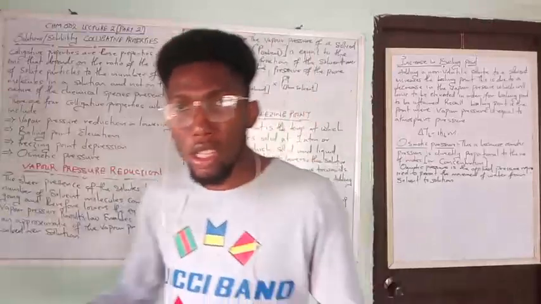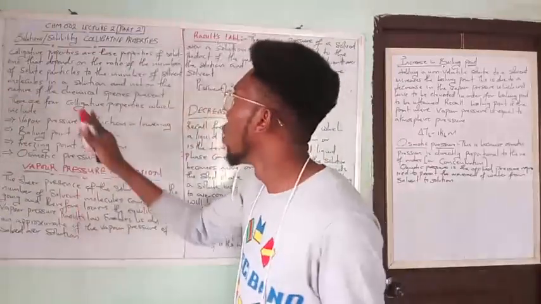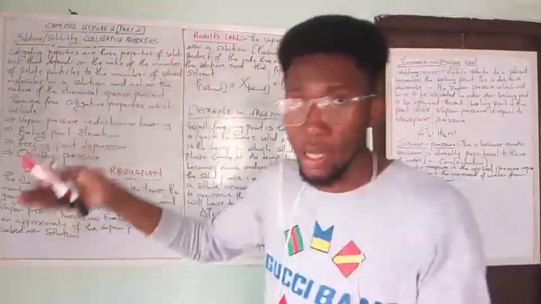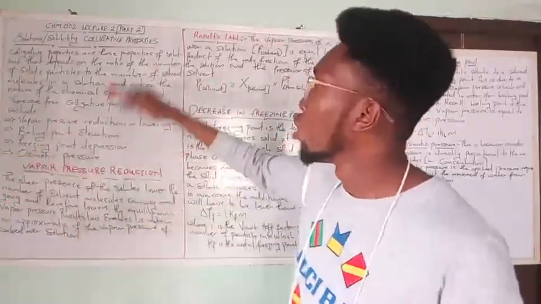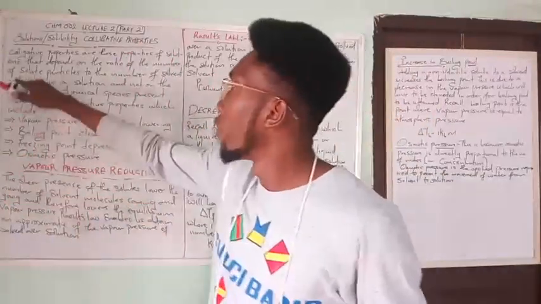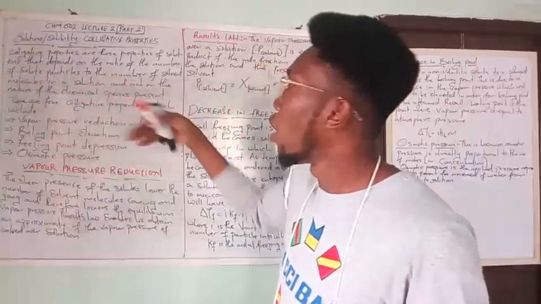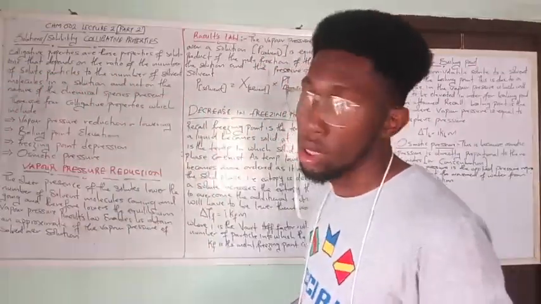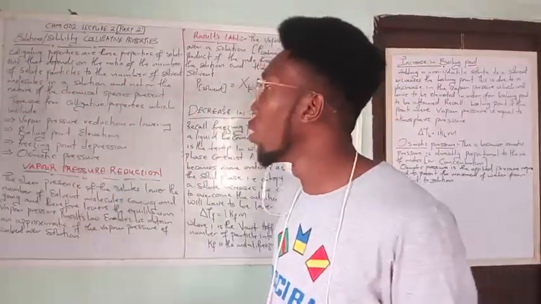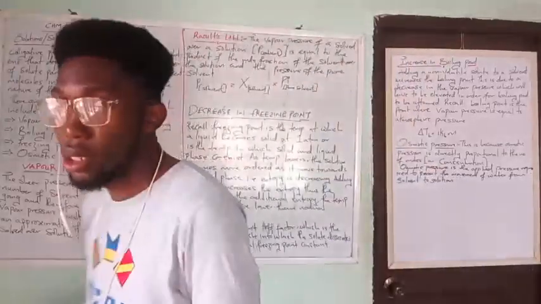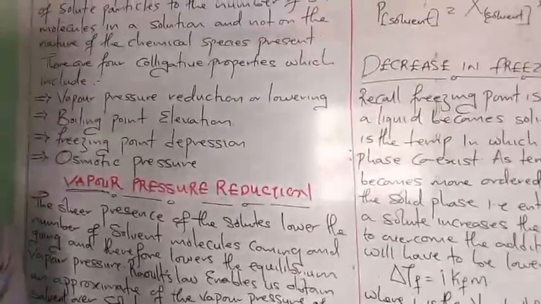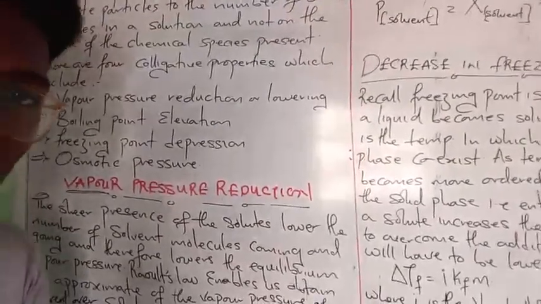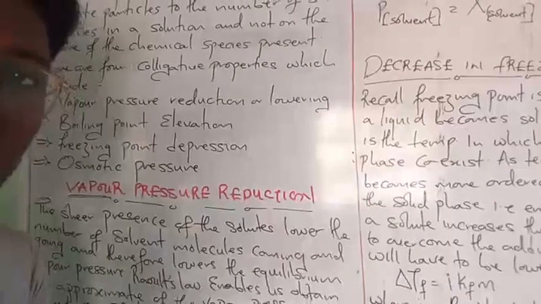Colligative properties just have to do with properties that depend on the ratio of the number of solute particles to the number of solvent molecules in a solution, and not on the nature of the chemical species. I think we have to highlight that info there. There are some important key concepts that you have to take note of.